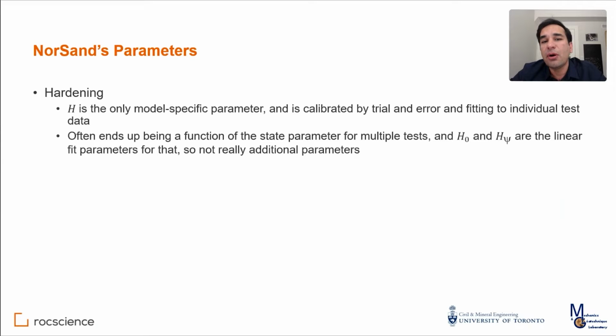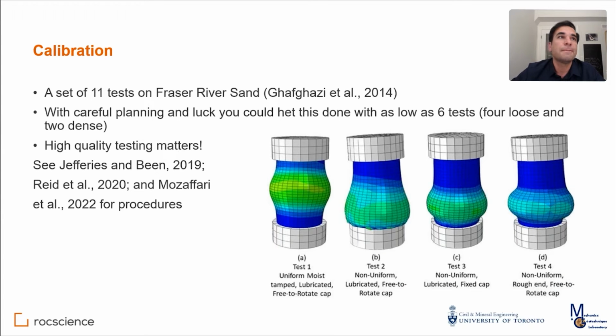And then you get to the only parameter that needs fitting to data, and that's H, the hardening parameter. This controls how the size of the yield surface changes. And once you calibrate to a few tests, you'll see that it's probably a function of the state parameter. So you fit something like a line to that, and that's how these H naught and H psi show up. They're really not additional parameters. That's just how you make one of these functions a function of your density.